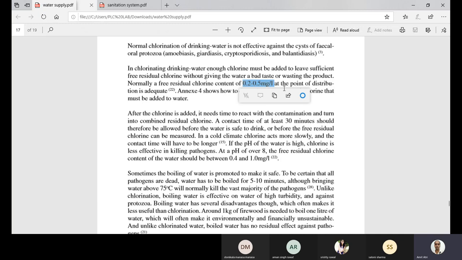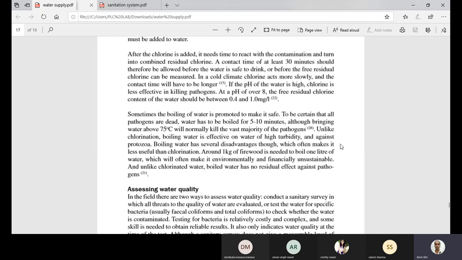What is meant by the quality? 0.2 to 0.5 milligram per liter should be the content of the chlorine. A contact time of at least 30 minutes should be allowed before the water is safe to drink, or before the free residual chlorine can be measured.